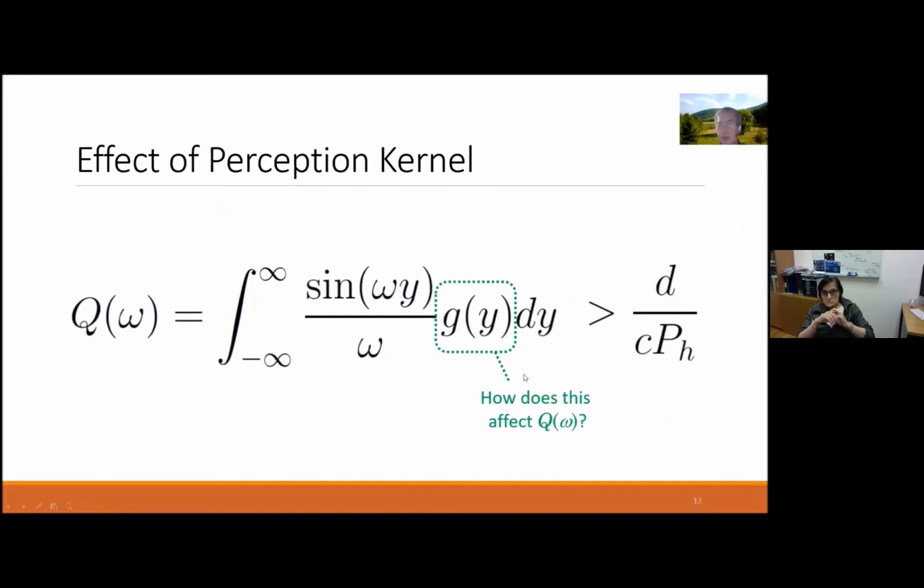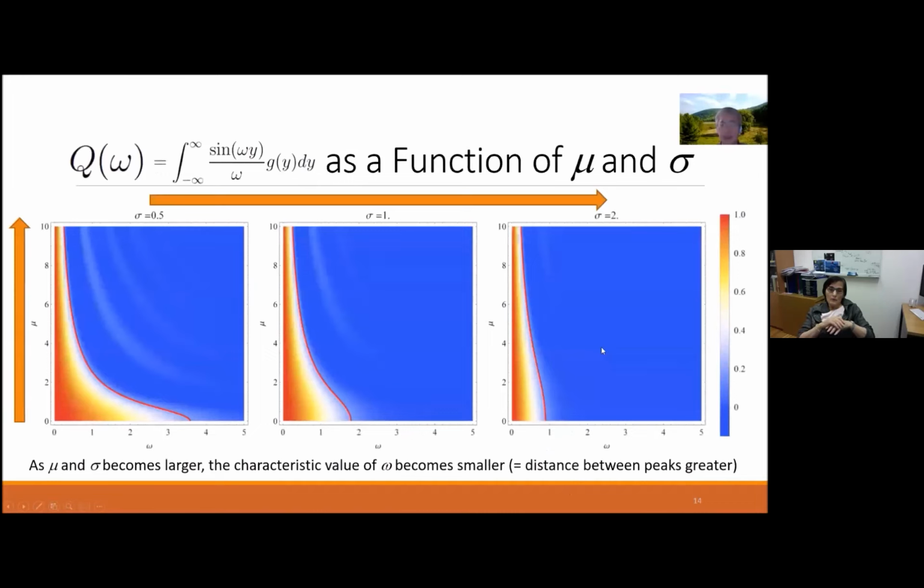So the main question here then is, what would be the effect of this interaction kernel to satisfy this inequality, to destabilize the process? So we did a numerical calculation of this quantity Q of omega for different values of omega and mu and sigma.